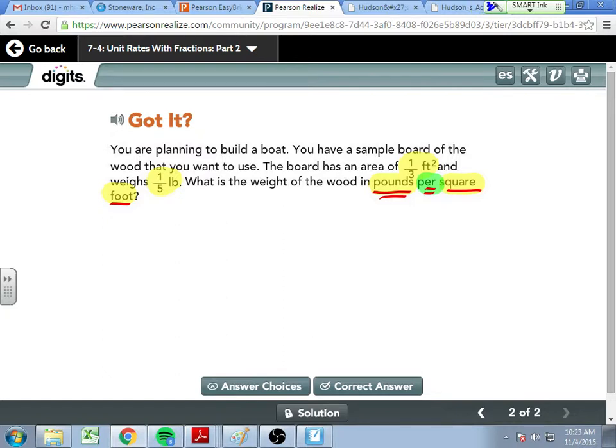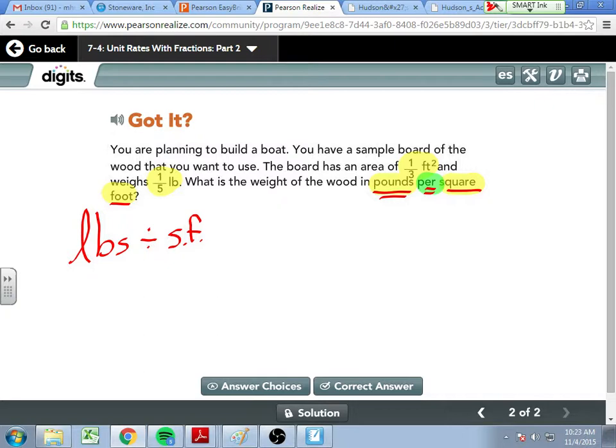The biggest and probably the only mistake I saw as we walked around is setting up in the wrong order. Per is the indicator of your order. I sometimes even start by writing out pounds per square feet just so I don't get the order wrong.